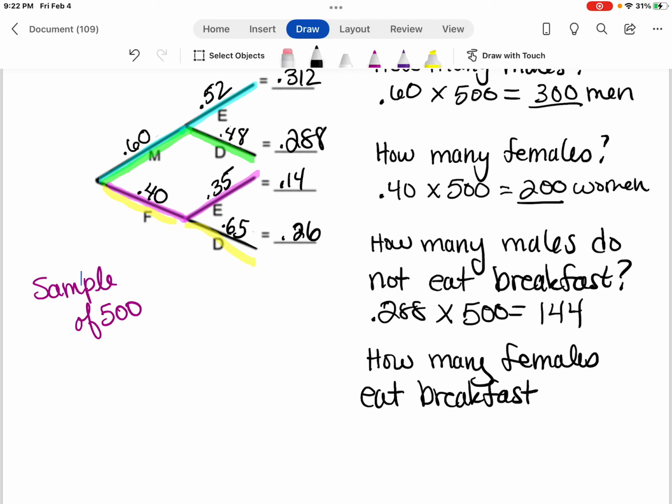Next question, how many females eat breakfast? Well, we found that 40% are females, 35% of that 40% eat breakfast. So the probability that you pick someone that's female and eats breakfast is 0.14. So I want to find 14% of 500 because that's the number that's in the sample. And if I take 0.14 and multiply by 500, that's going to give me 70.